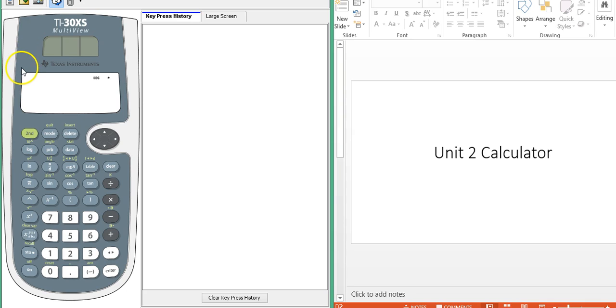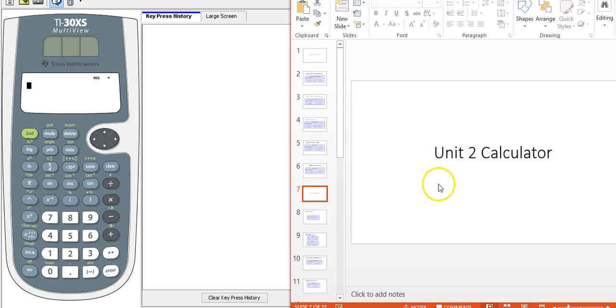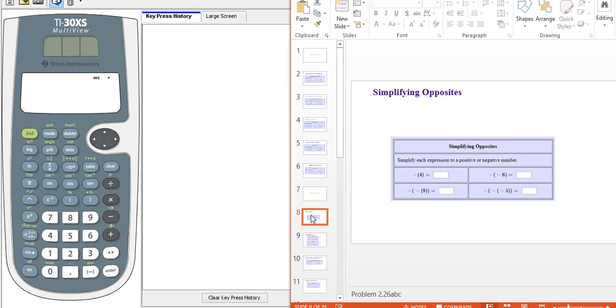In this video, I'm going to show you a few ways you can use your TI-30XS Multiview calculator for the Unit 2 homework. These are actual problems from your Unit 2 homework. This one says simplifying opposites. I like to look at the most creepy looking one. How about this one? We can punch this in exactly as we see it.